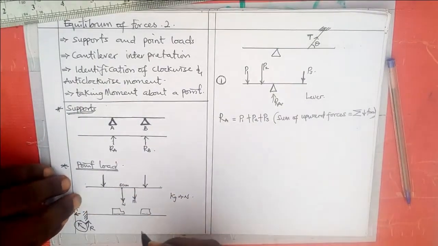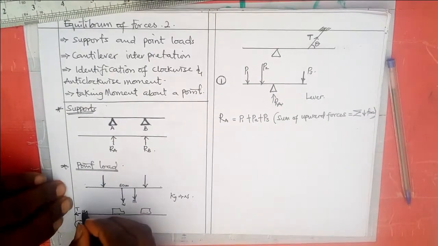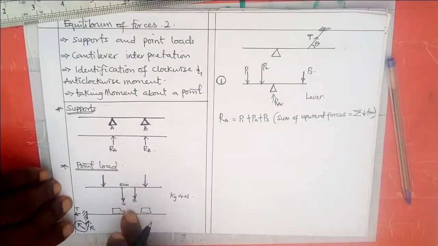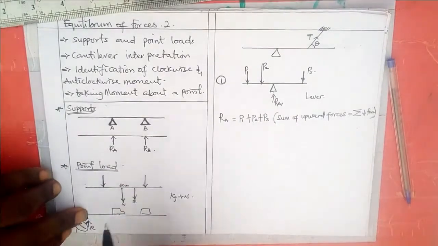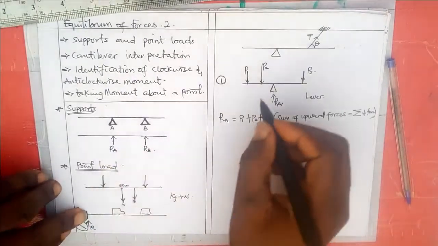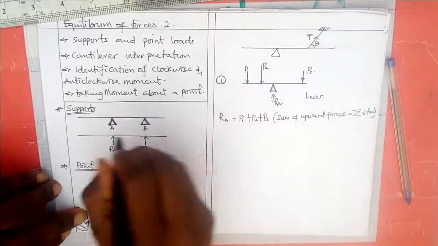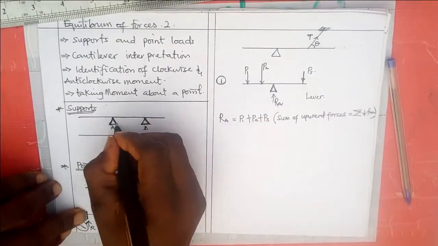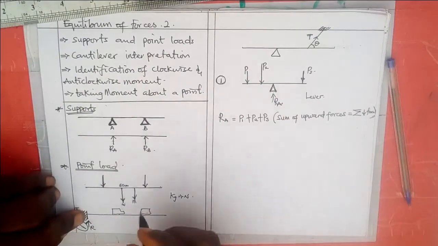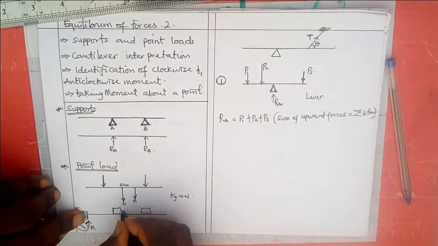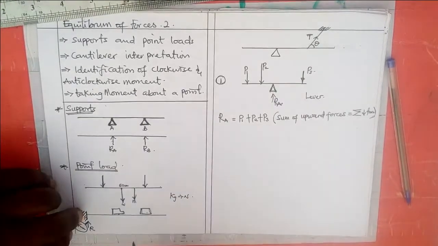The next one we are going to consider is called a cantilever. Cantilever is another type of problem. In this cantilever, there is no support, no fulcrum at all. Look, this lever has one fulcrum or one support. This simple support has two supports. But this cantilever doesn't have any support, rather it has load on it and is supporting it.